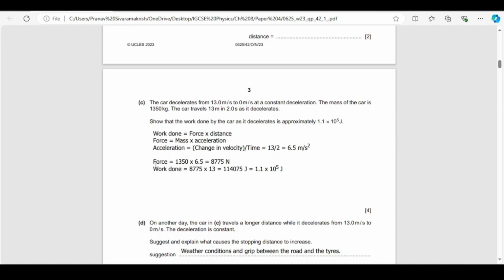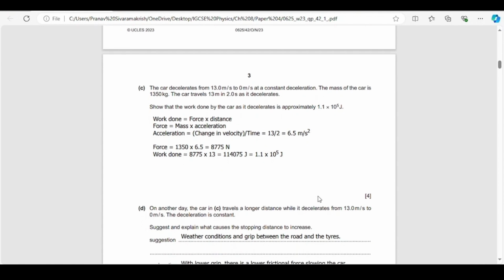So once we've calculated force, which is 8,775 newtons, if we multiply it by the distance over which the force acts, we get a value of 114,075 joules. So essentially, if we rounded that, that would give us a value of 1.1 × 10^5 joules. That's approximately that value. So that's why it's a 4-mark question.